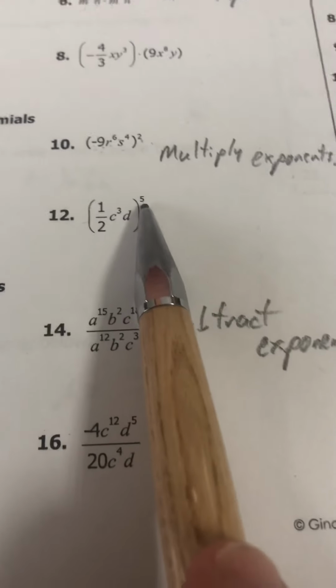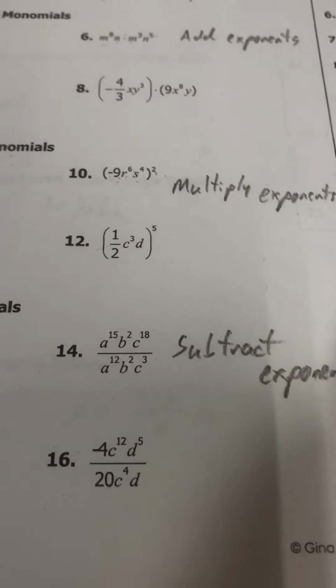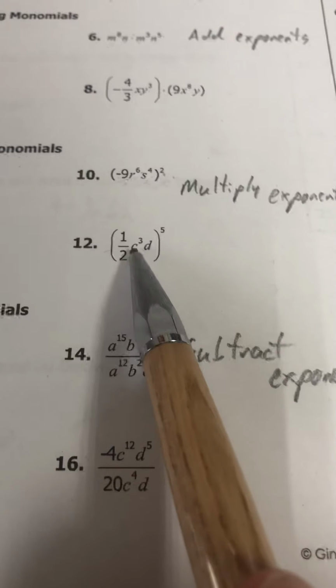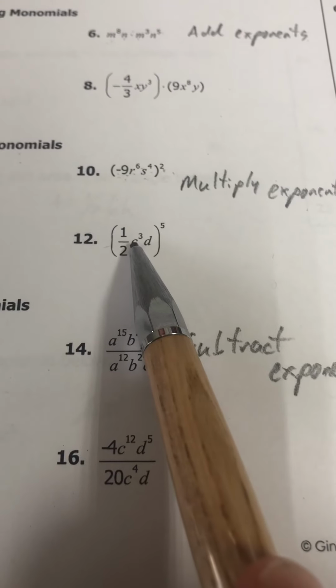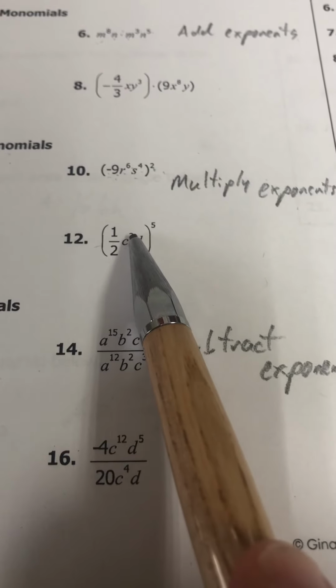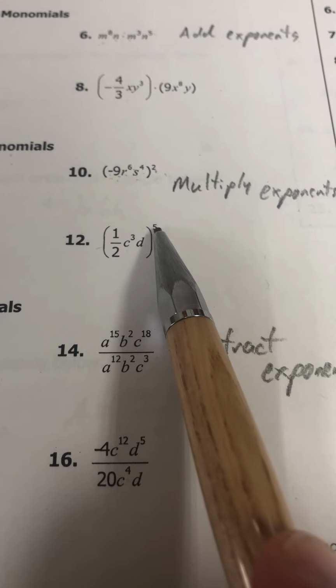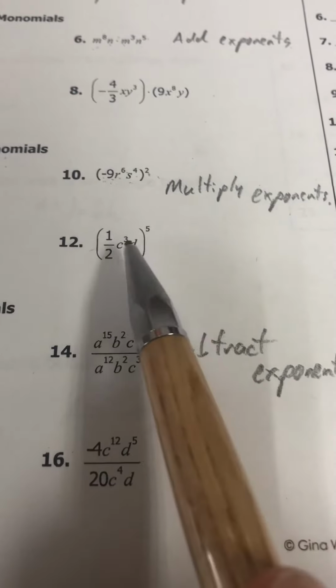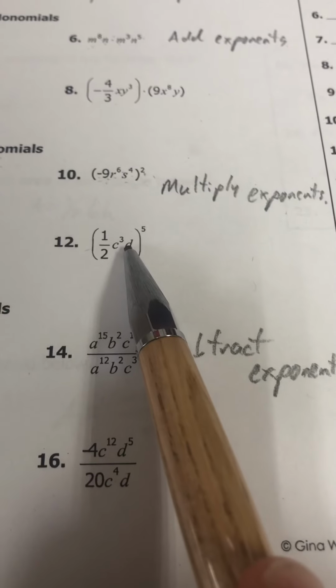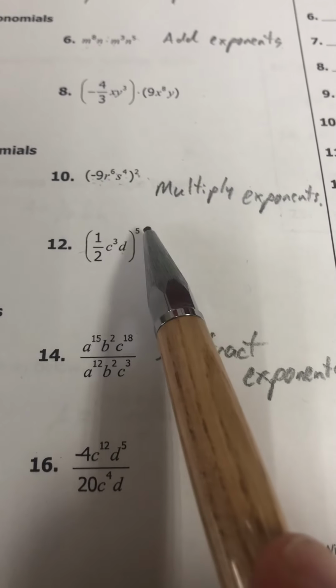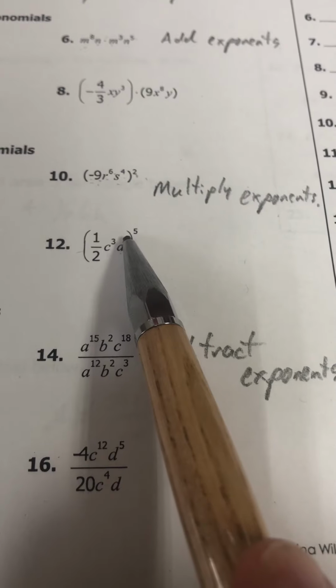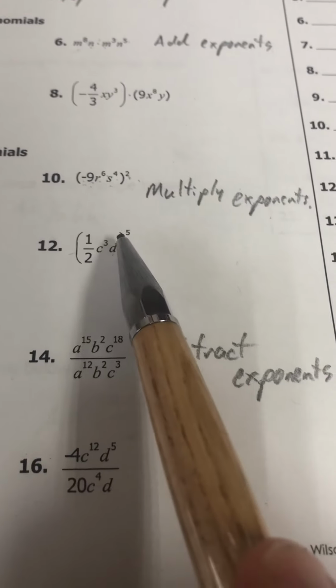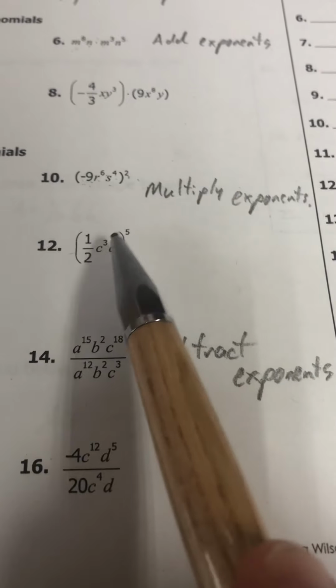For number 12, you're going to take 1/2 and you're going to put it to the 5th power. Put that in your answer blank in number 12. Then you're going to take c, you're going to write c, and you're going to do 3 times 5 and put that above your c as your exponent. Then d, you're going to write a d, and then you're going to do 5 times 1.